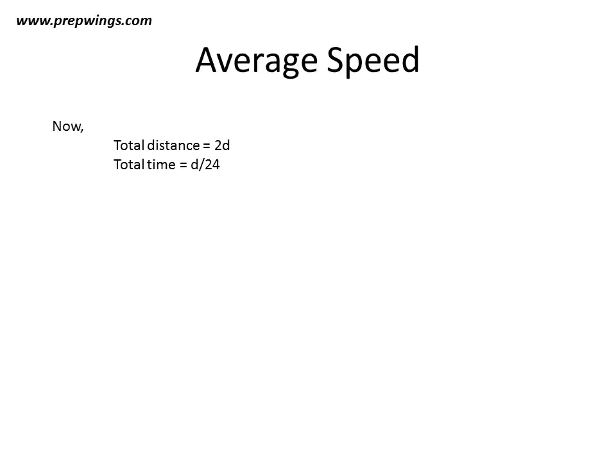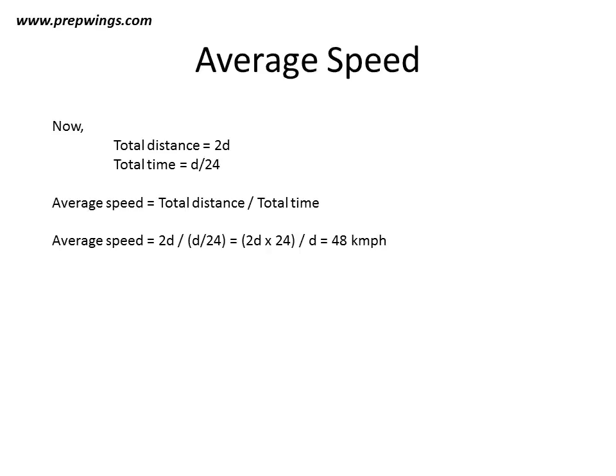So the total time taken to cover the entire journey is D upon 24. Now the total distance traveled is 2D, because you go from city A to city B to cover a distance D and you come back from city B to city A again for distance D. So total distance is 2D and total time taken is D by 24. Now applying the formula for average speed, average speed is equal to total distance upon total time. And total distance is 2D. Total time is D upon 24. So average speed will be 2D upon D upon 24, which will make it to be 48 km per hour. Thus the average speed for the entire journey is 48 km per hour.